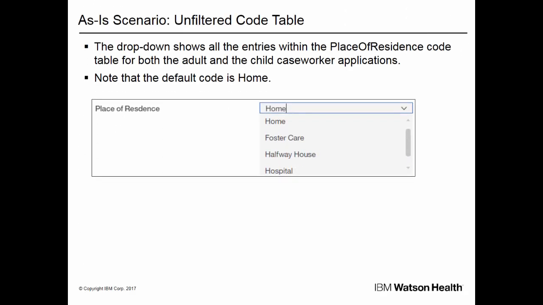This screenshot contains an example of an unfiltered code table called Place of Residence. The code table is unfiltered and has no context applied, which means that it displays all of the items that it contains. Note that the default code is home.